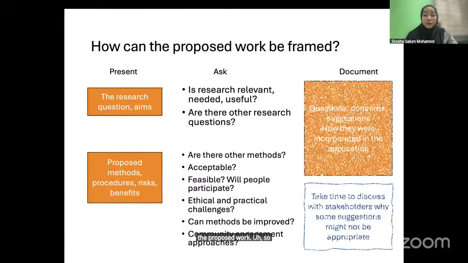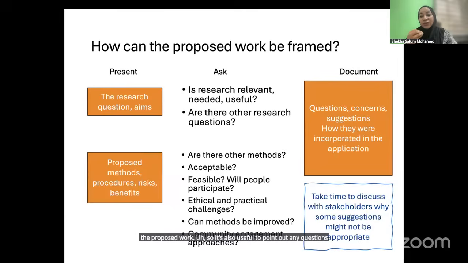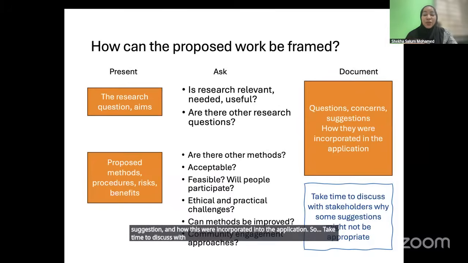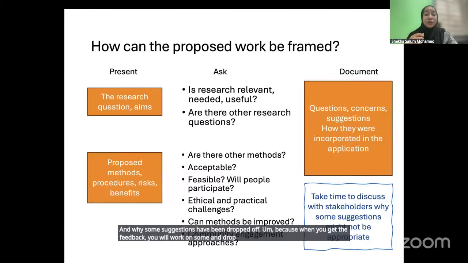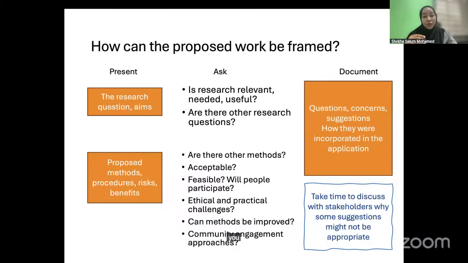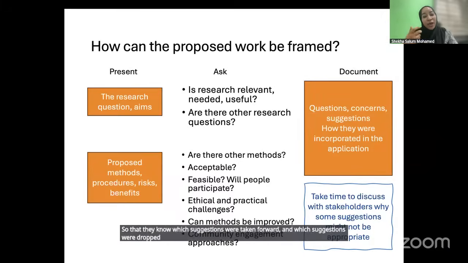It's also useful to point out any questions, concerns, or suggestions, and how these were incorporated into the application. So take time to discuss with the stakeholders why some suggestions have been taken up and why some have been dropped, because when you get the feedback, you will work on some and drop some. It's important that you align with the community or the group of stakeholders that you're working with, so that they know which suggestions were taken forward, which suggestions were dropped, and why they were dropped.